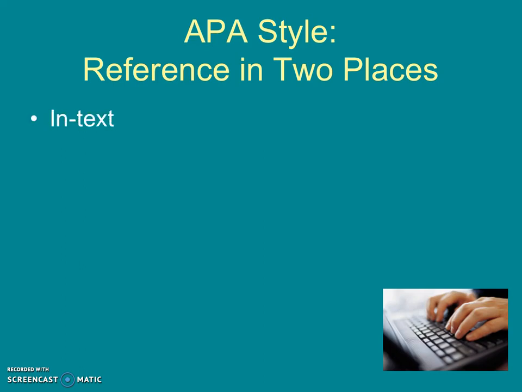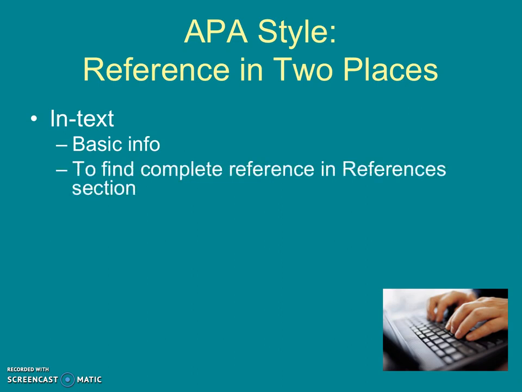You have to reference in two places. The first place is in text. That's in the body of your paragraph or in the context of a sentence. This provides basic information about where you got this stuff. Usually it's a last name or last names with the year of publication. And it allows you to find the complete reference information in the reference section that comes at the end of your work.